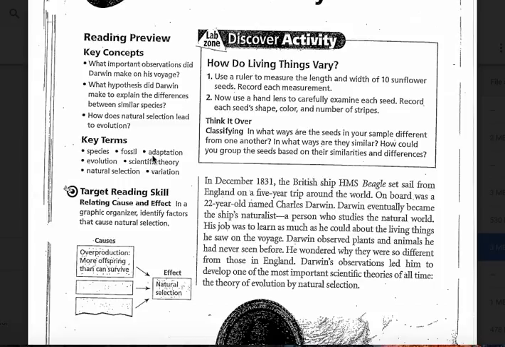I would say the most important ones here are adaptation, evolution, natural selection, and variation, because those are probably things you haven't really dealt with before, so things to keep an eye on. All right, let's get started.